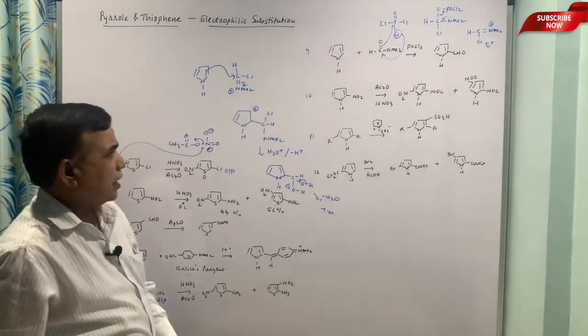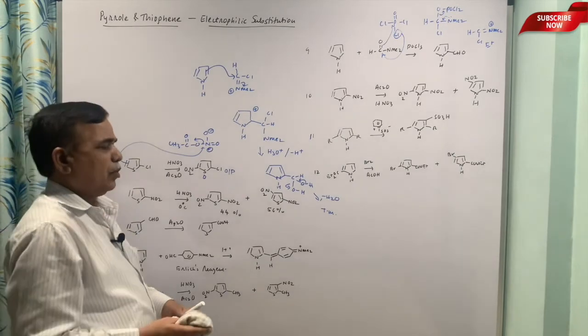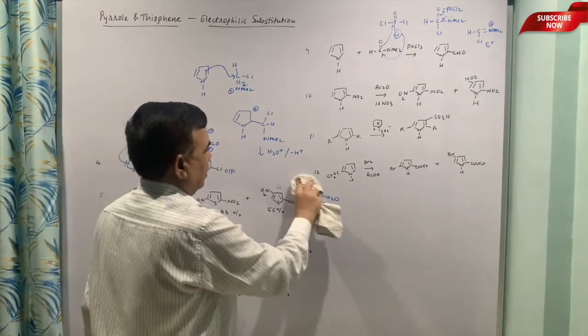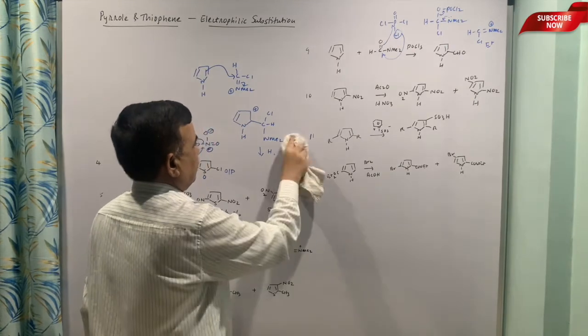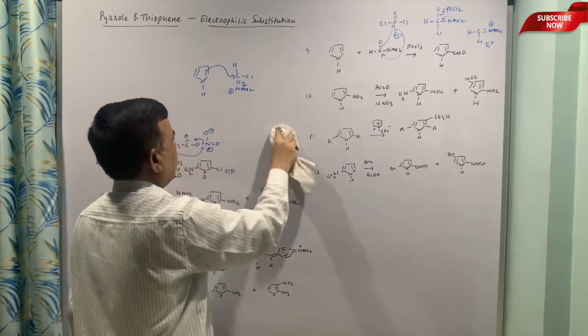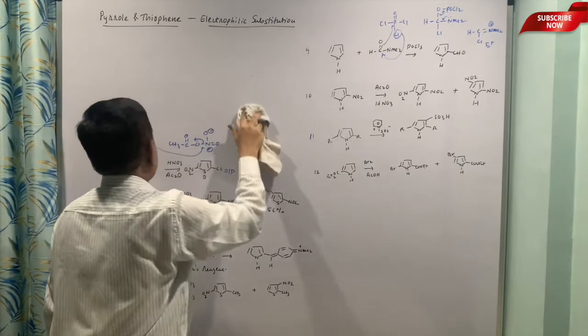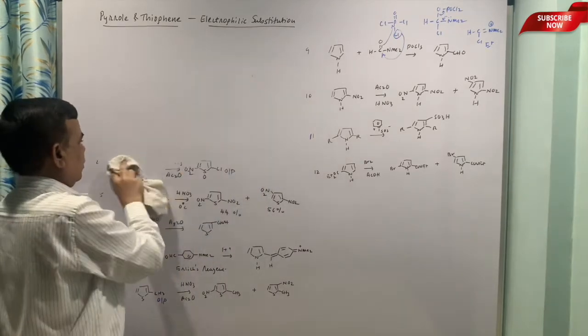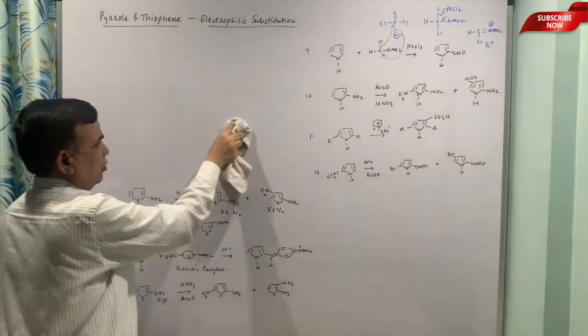The workup is done with aqueous sodium carbonate or potassium carbonate. So that is the overall reaction. So that is the Vilsmeier-Haack reaction, a formylation of aromatic substrate with DMF POCl3. That is the combination we normally use.